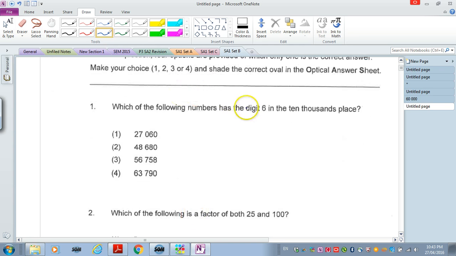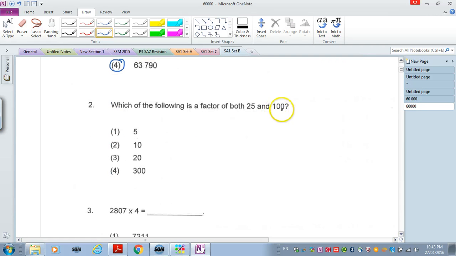Which of the following numbers has the digit 6 in the 10,000s place? So digit 6 in the 10,000s place would be 60,000. So option number 4.